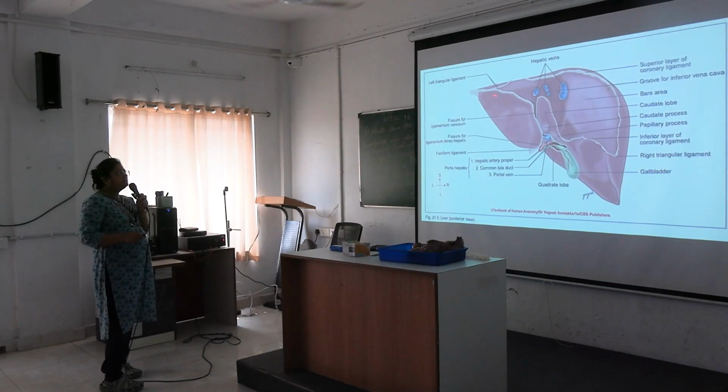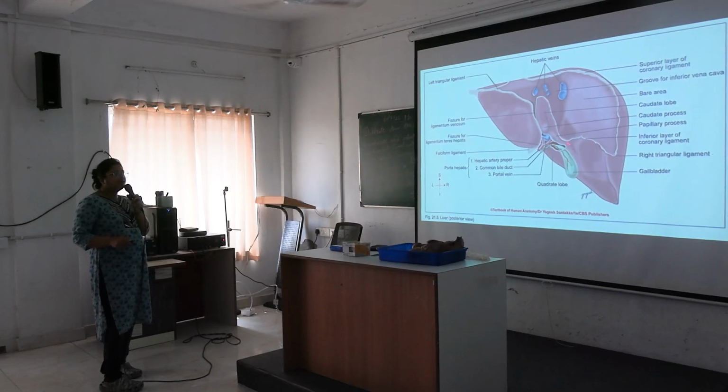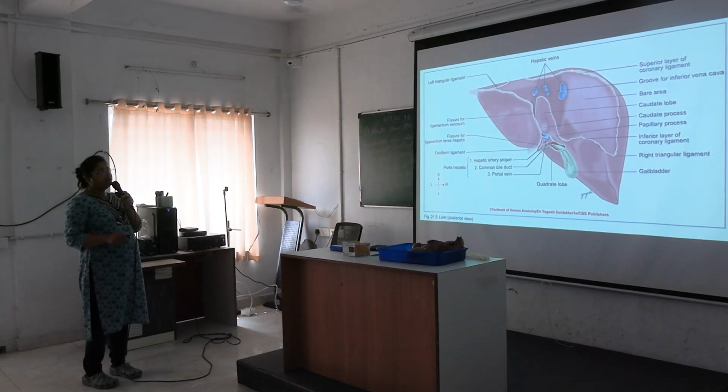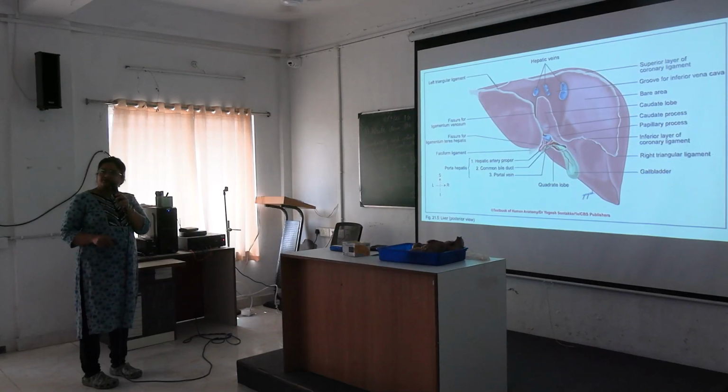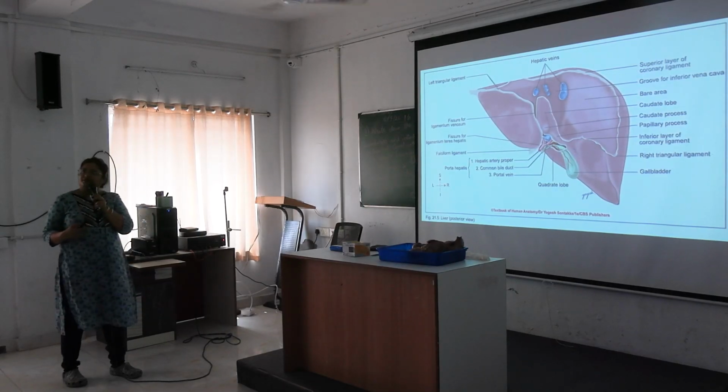See here, this is the posterior surface. Here is the bare area. It is triangular in shape. This is the base formed by groove for inferior vena cava. Here is the apex formed by right triangular ligament. Superior boundary by superior layer of coronary ligament. Inferior boundary by inferior layer of coronary ligament. So this is the boundary of the bare area.